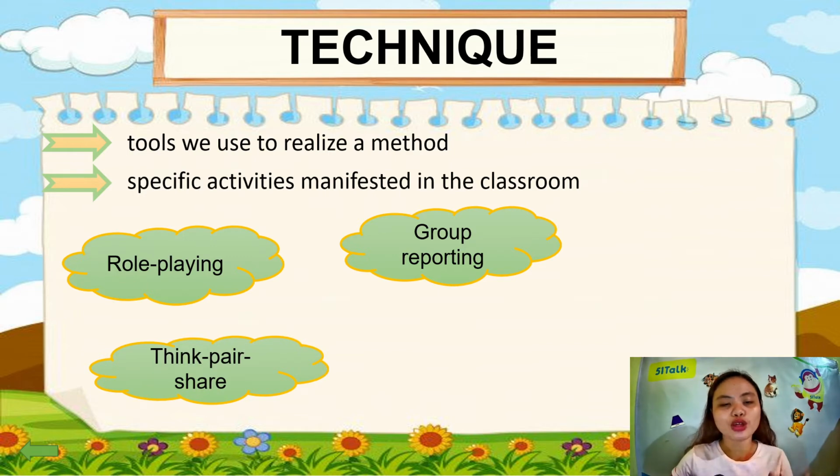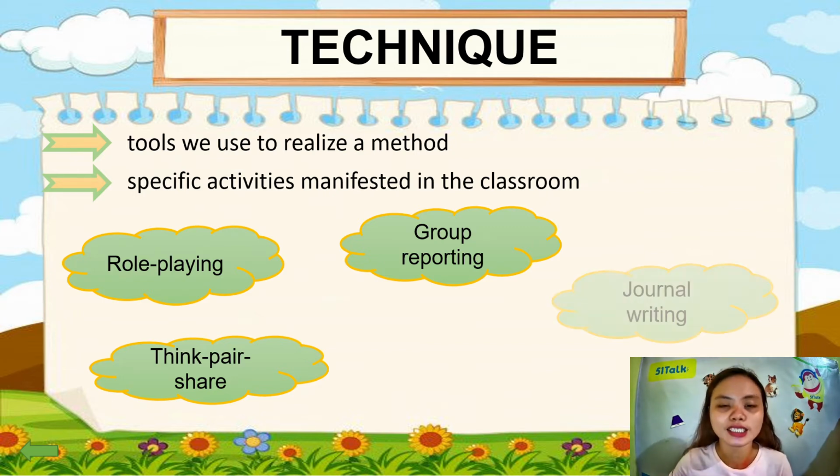Okay, next is all about think, pair, and share. So in this technique, students are given an issue or a topic in which they have to form a pair, or they need to find a partner wherein they will discuss this certain issue or topic with each other and then share it later on in the class. Next, we have journal writing.